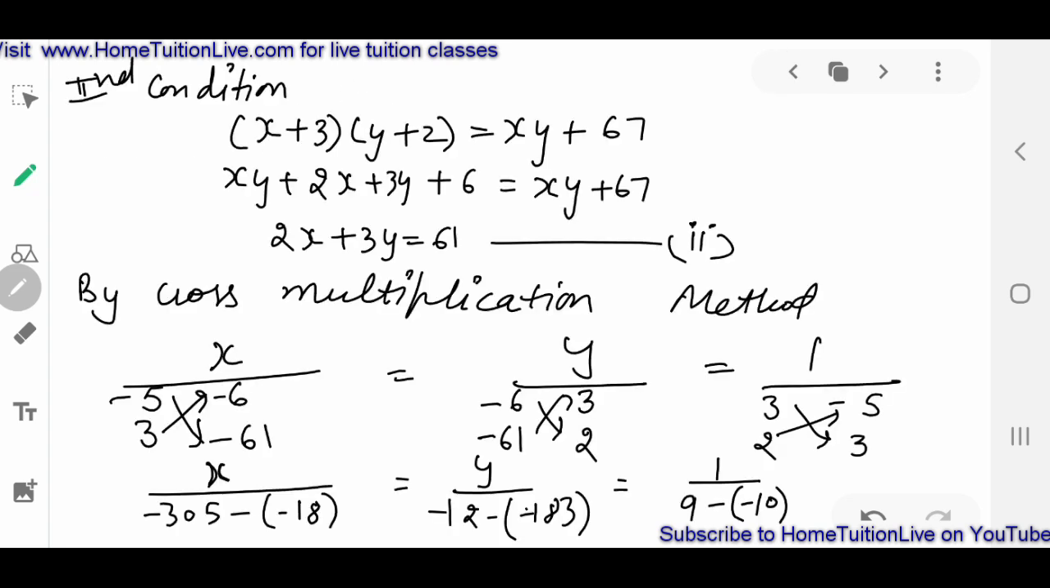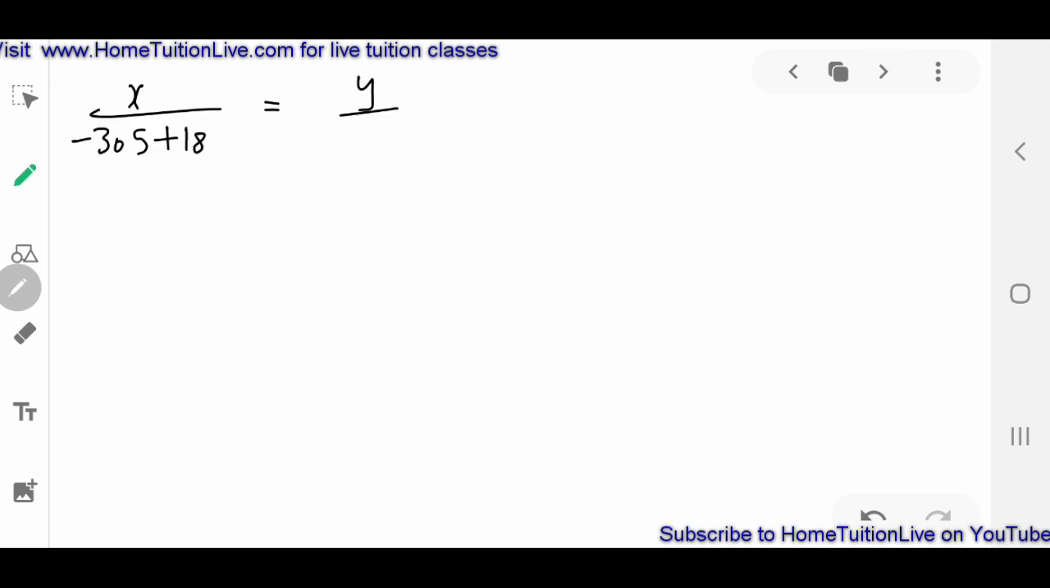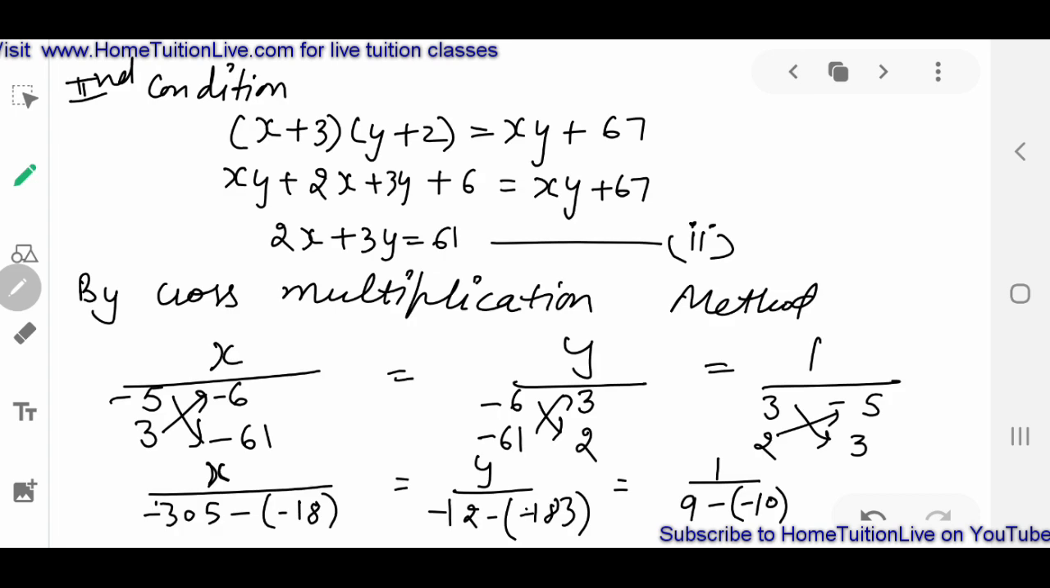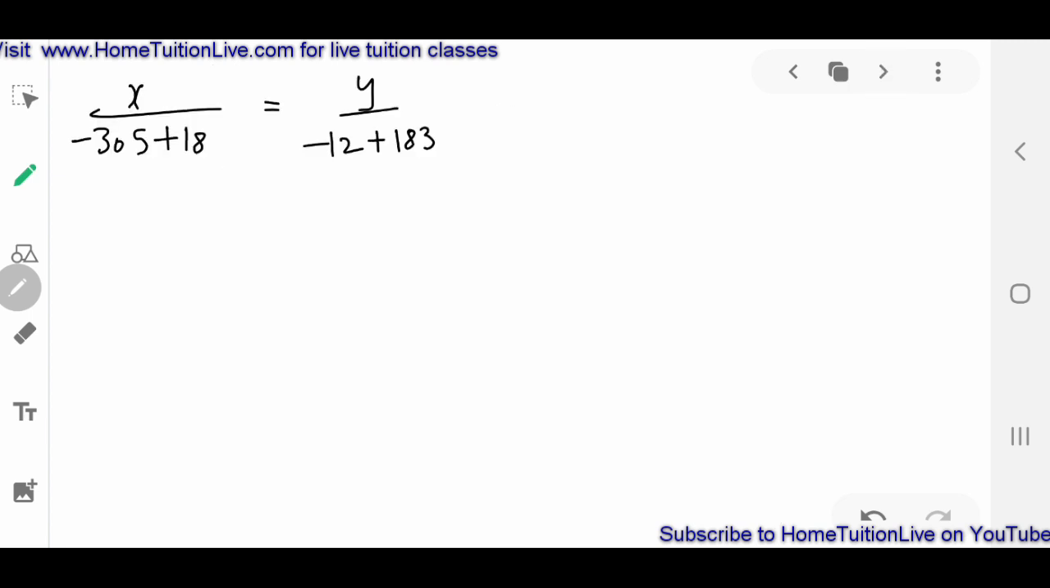Now x upon 305 minus 18, y upon minus 12 plus 183, this is the plus sign, and 1 upon 19. So x upon 287... y upon 171, 1 upon 19.